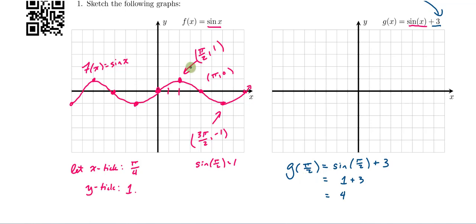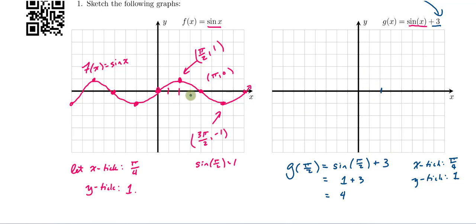And so the ordered pair that was at pi over 2 comma 1, if I continue my x tick to just be pi over 4, and my y tick I'm going to keep at 1. So the ordered pair that was at pi over 2 comma 1, when I plugged in pi over 2 into this transformed function, I'm now getting out 4. That is, the y coordinate has had 3 units added to it.